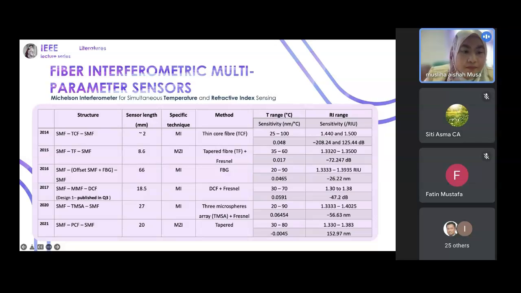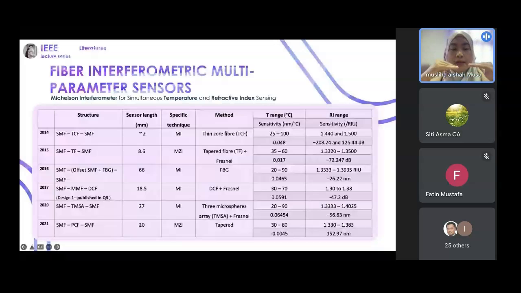As you can see here, for this they use an offset single mode, and in the single mode they fabricate the fiber embedding inside so that they can sense temperature. Okay, for the offset, because they do the offset, they can sense the refractive index also.